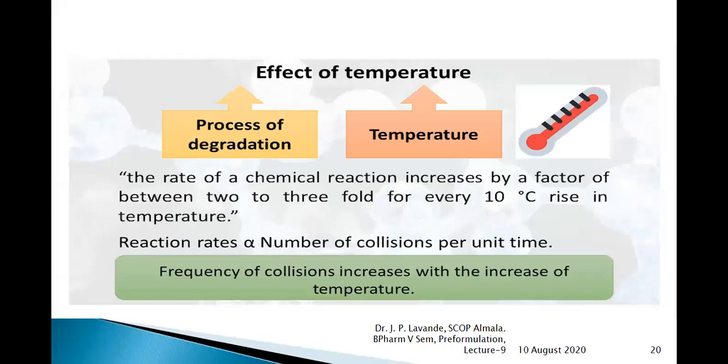What is the effect of temperature on the process of oxidation and reduction? The process is subject to degradation, and the degradation increases as the temperature increases. The rate of a chemical reaction increases by a factor of between 2 and 3-fold for every 10 degrees Celsius rise in temperature. The reaction rate is directly proportional to the number of collisions per unit time, and the frequency of collisions increases with the increase of temperature.